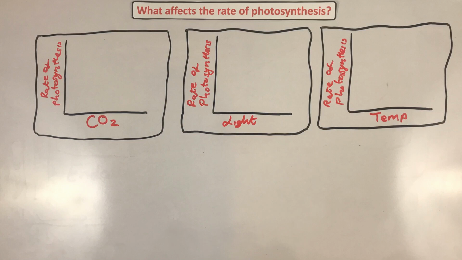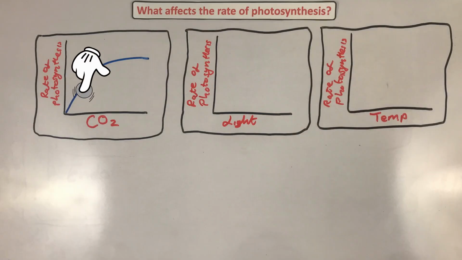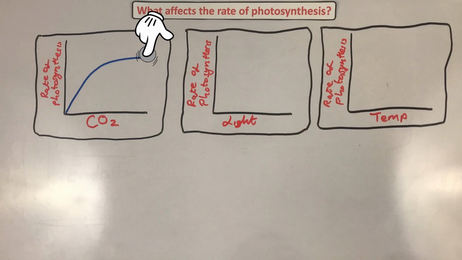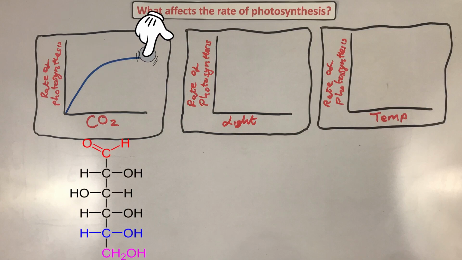The graph for CO2 concentration and the rate of photosynthesis looks like this. This is the raw material that is needed to make glucose. So if you're lacking in carbon dioxide, you won't be able to make as much glucose and therefore the rate of photosynthesis will be low.